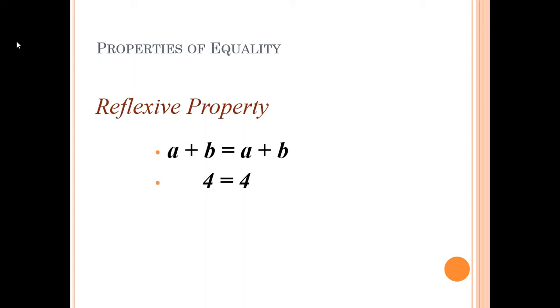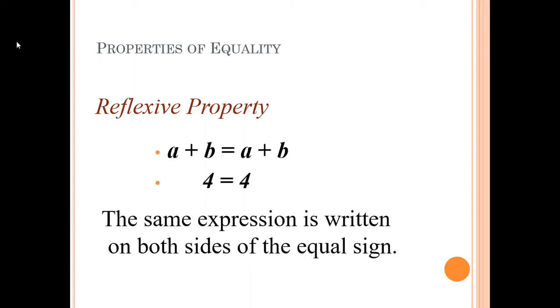This is just telling us that if something is written on one side of the equal sign, it's also written on the other side. So in this case, it has a plus b equals a plus b, or 4 equals 4. So again, the same thing is written on both sides. So in that first blank, you're going to write same.